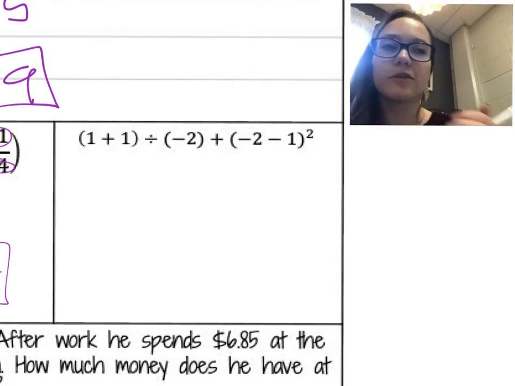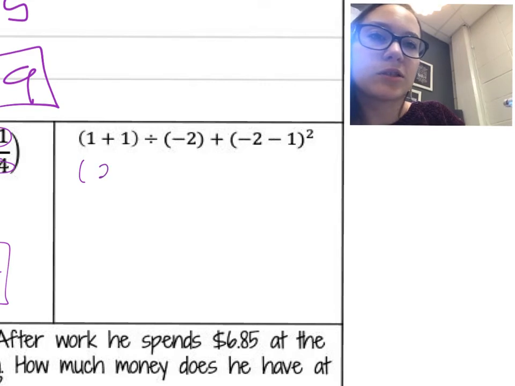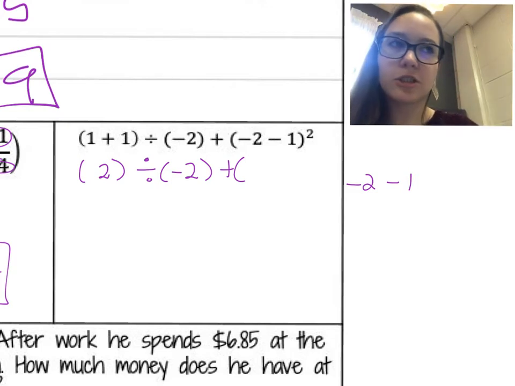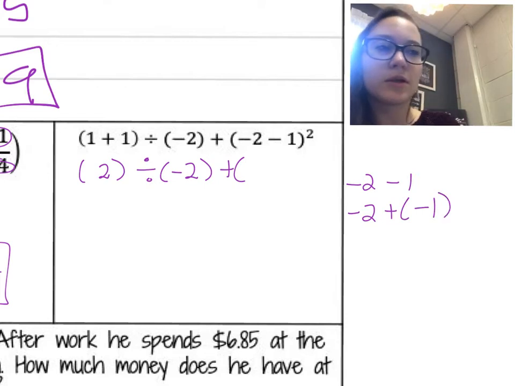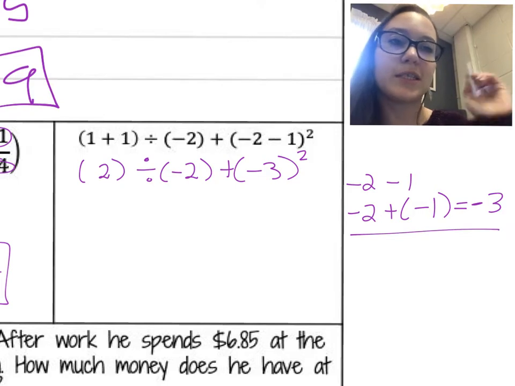I gave you a little bit easier one. Okay? So starting with parentheses. 1 plus 1 is 2 divided by negative 2 plus negative 2 minus 1. I'm going to change it to addition so I can use my rules. It becomes negative 2 plus negative 1. Those are the same sign, so we're actually going to add the number parts together and then keep the sign. So it's going to be a negative, and then 2 plus 1 is 3. And that is squared. Then I have to do my exponents. I did parentheses, check.